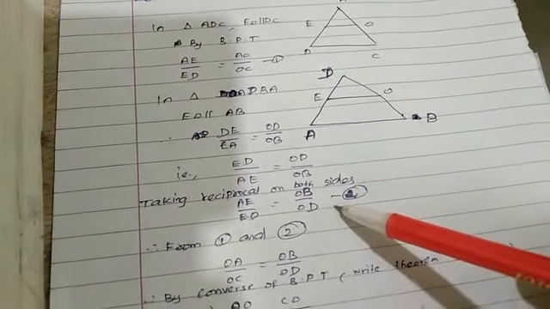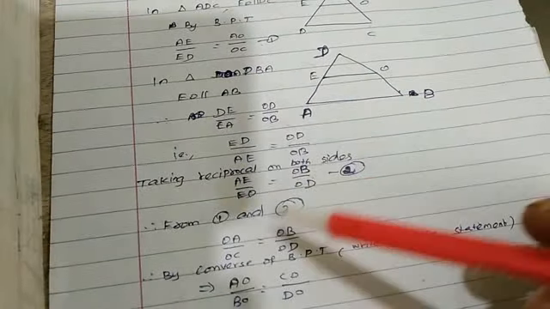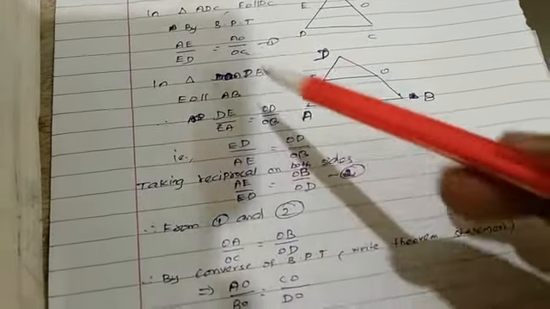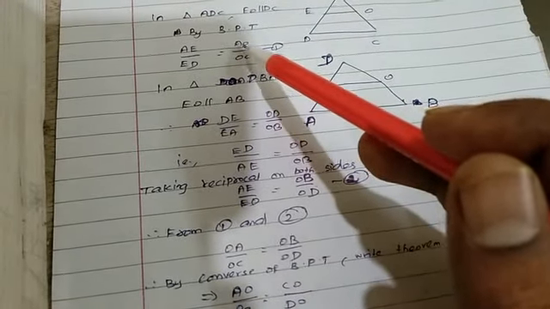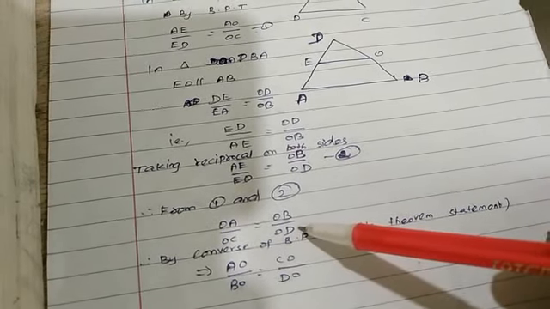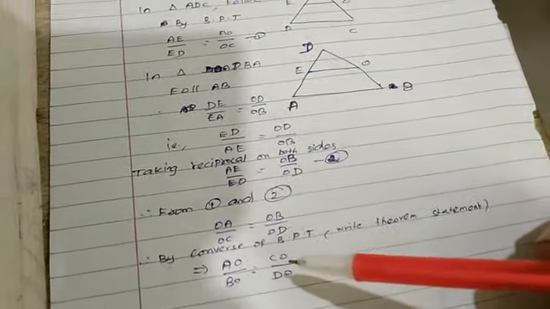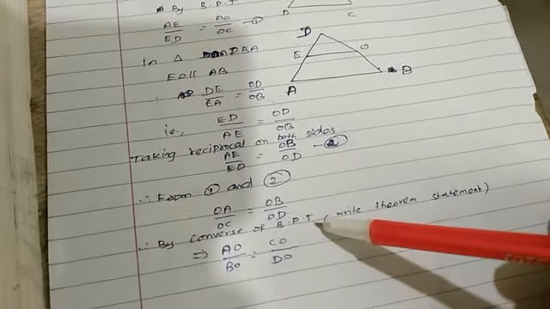From 1 and 2 we can compare. Left sides are equal, so automatically right sides are equal. That is OA divided by OC equal to OB divided by OD. Now the ratios are equal, which means by the converse part of the basic proportionality theorem. Please write the theorem statement.